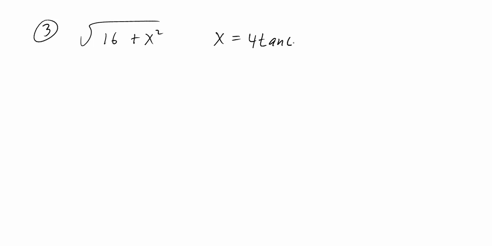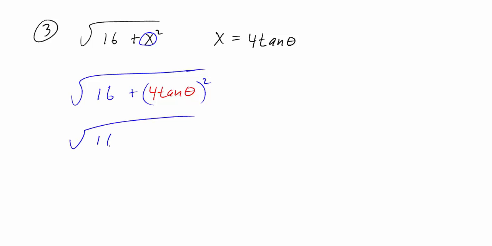All right, I'm going to look at one more example, and this one's going to involve the square root of 16 plus x squared, and we're given that x is going to be equal to 4 tangent theta. So once again, that means in place of our x, we're going to end up with the square root of 16 plus 4 tangent theta quantity squared.